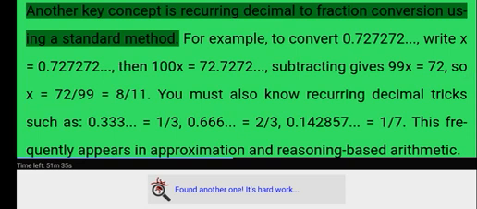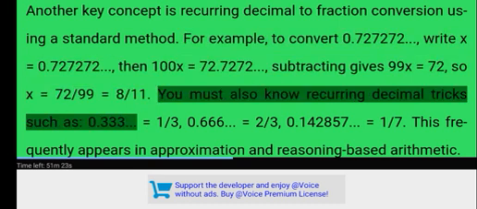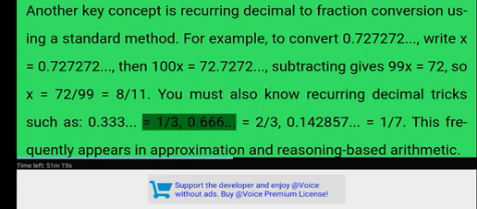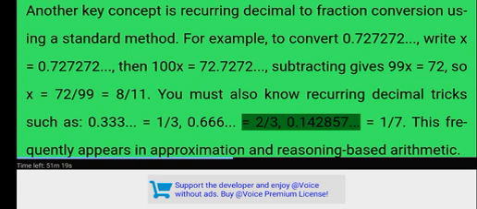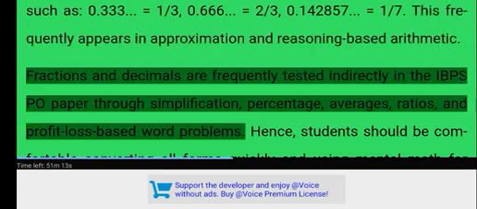Another key concept is recurring decimal to fraction conversion using a standard method. For example, to convert 0.727272, write x equals 0.727272, then 100x equals 72.7272, subtracting gives 99x equals 72, so x equals 72/99 equals 8/11. You must also know recurring decimal tricks such as 0.333 equals 1/3, 0.666 equals 2/3, 0.142857 equals 1/7. This frequently appears in approximation and reasoning-based arithmetic.